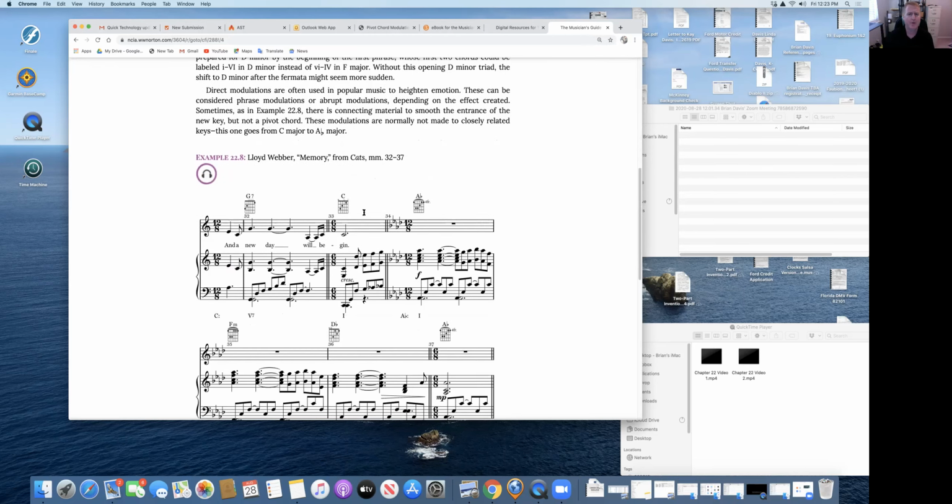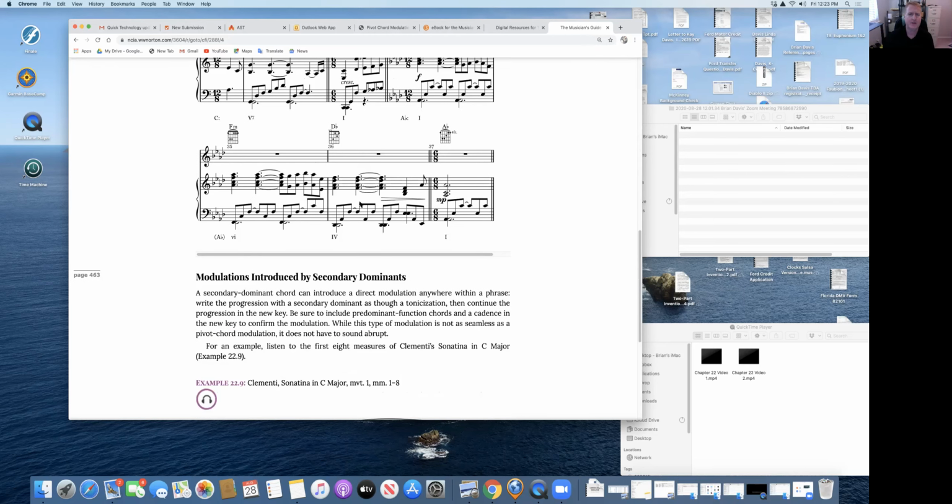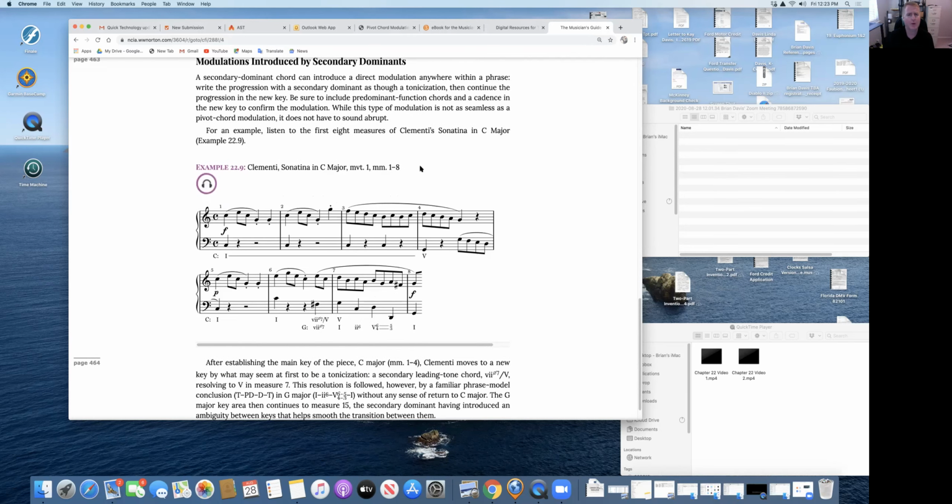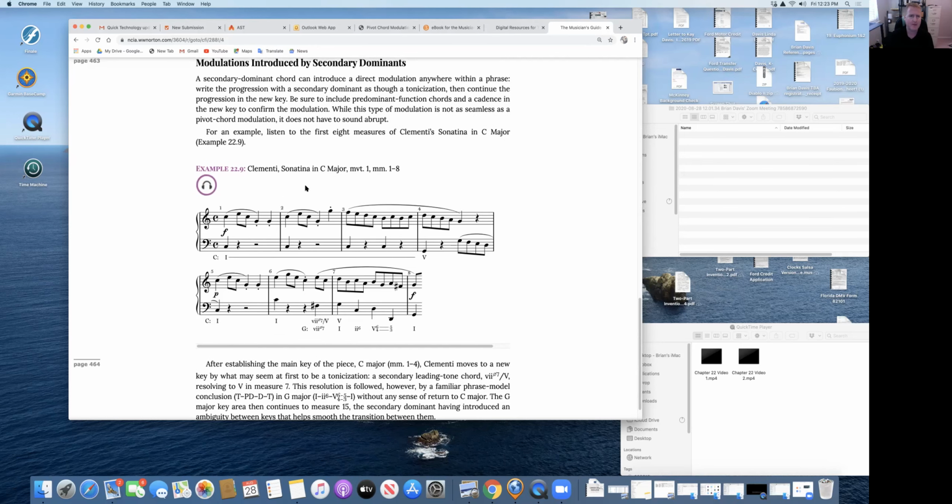I'm going to skip over Cats. It's a little busy. I don't like it that much anyway. So Andrew Lloyd Webber's made more money than me, though. Let's go down to the Clementi Sonatina in C major.